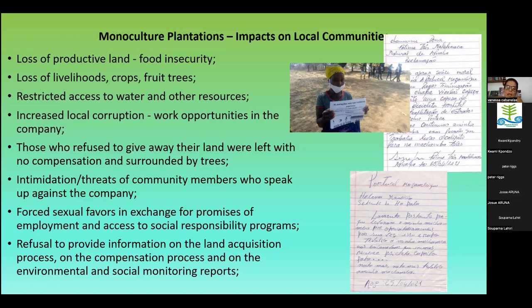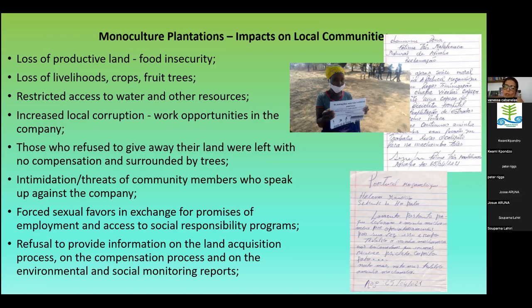Many of these communities are made several promises of improved livelihoods, of schools, of building roads and improving their lives in general, but end up even poorer than they were, because at least before the plantations came, they had their land and they could produce their own food and sell it. There's a loss of livelihoods, of crops, of fruit trees. There's also restricted access to water and other resources. By other resources, we mean forest resources, be it wood or forest fruits or even medicine.